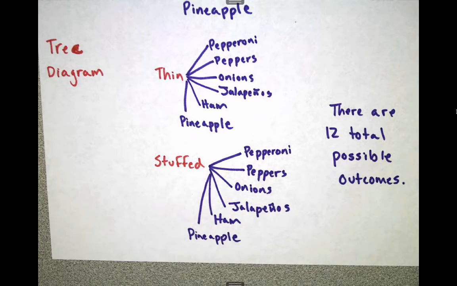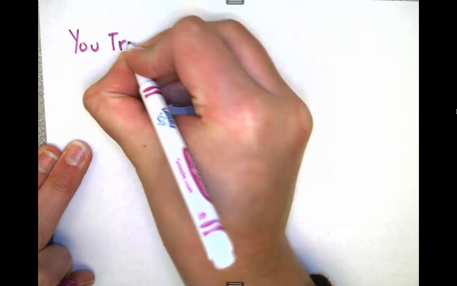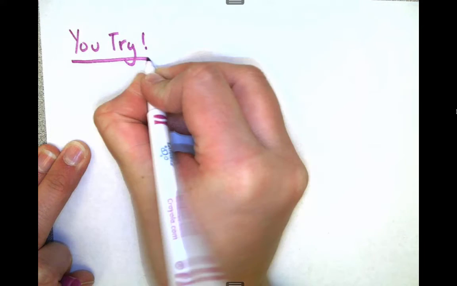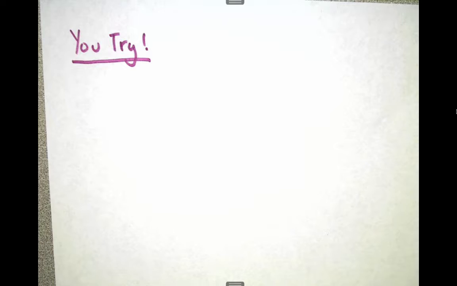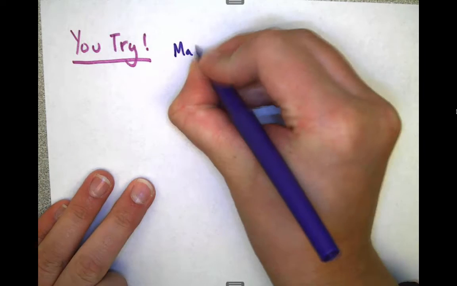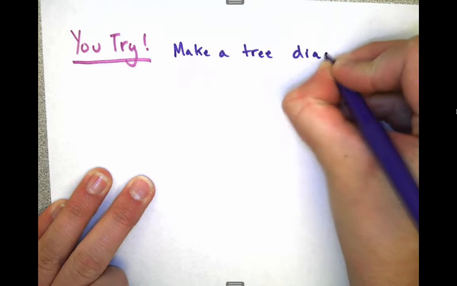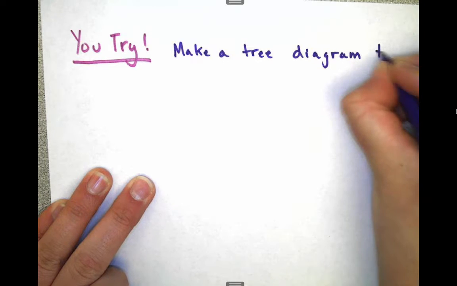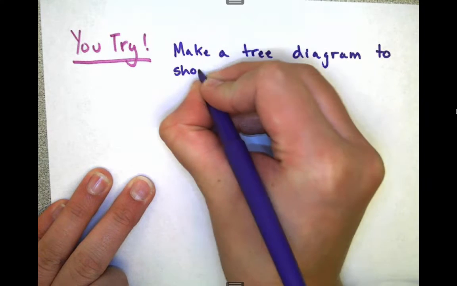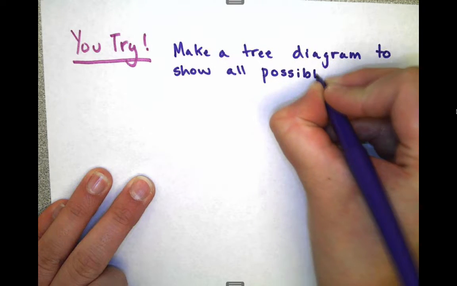So now you get to try. I'm going to give you a you try problem, and you're going to create your own tree diagram. So let's write you try. And your directions are make a tree diagram to show all possible outcomes.